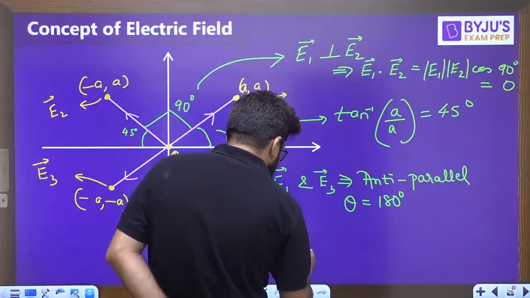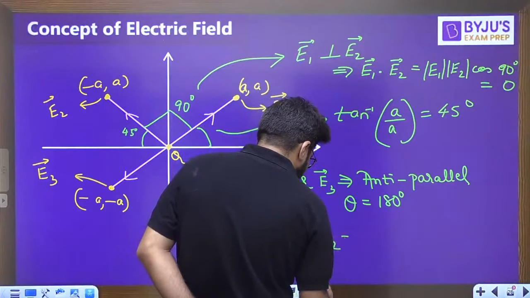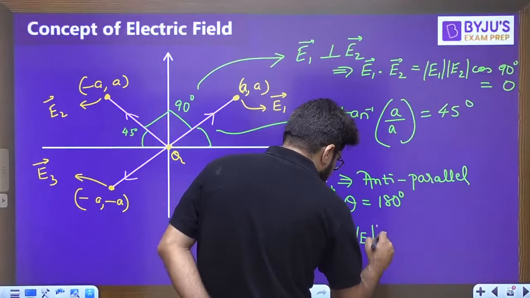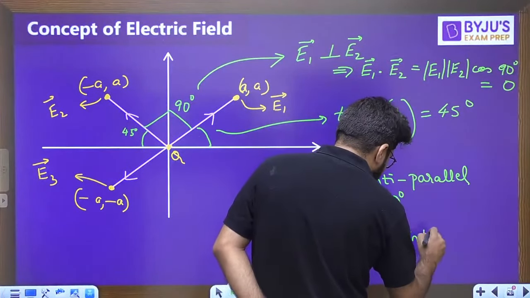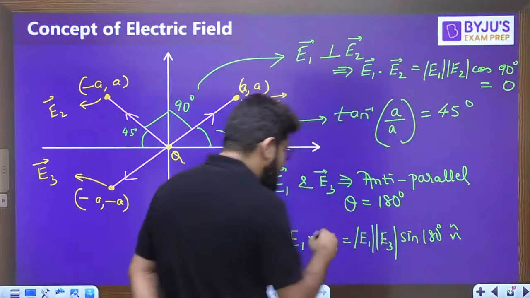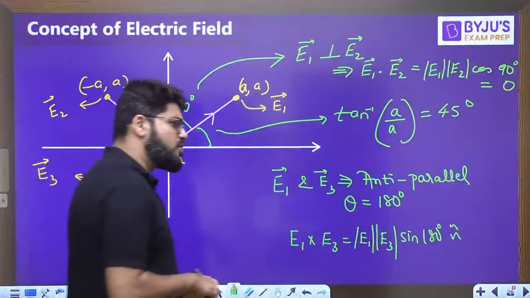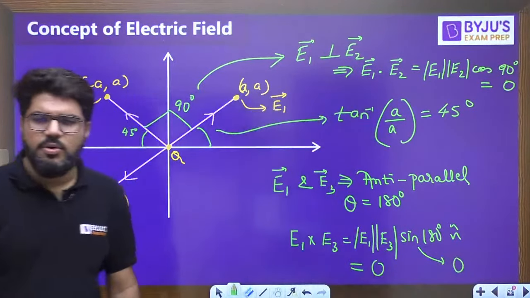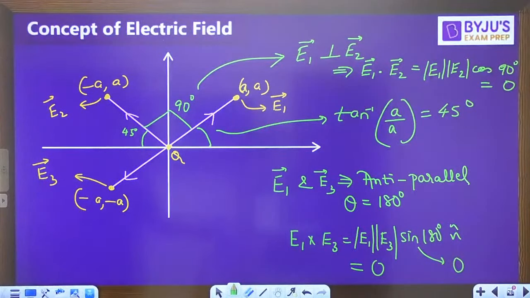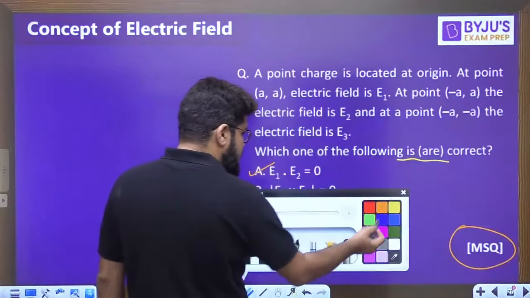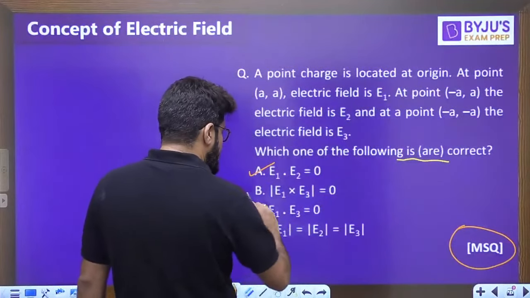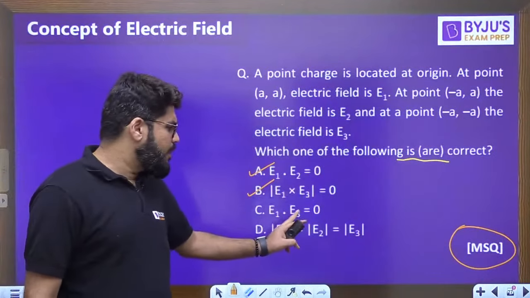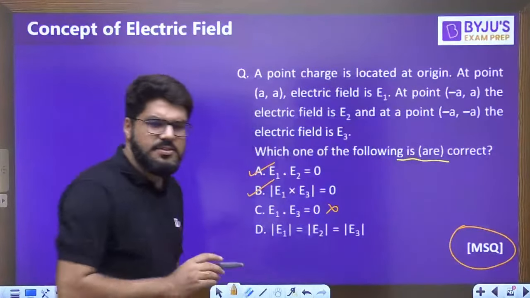So what is E1 cross E3? E1 cross E3 is given by modulus of E1, modulus of E3 into sine 180 degree n cap, where n cap is the direction of cross product, but here we don't need to find the direction because sine 180 is 0. The cross product between parallel or anti-parallel vectors is just 0. So B is also correct, E1 cross E3 is 0. If they are anti-parallel, they cannot be perpendicular. So C is wrong, no doubt.